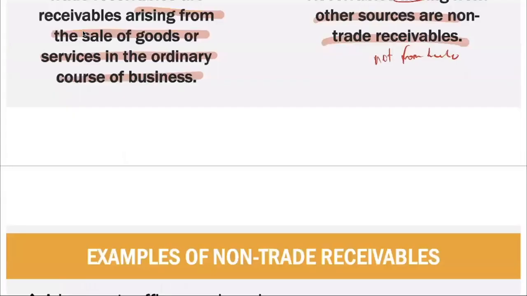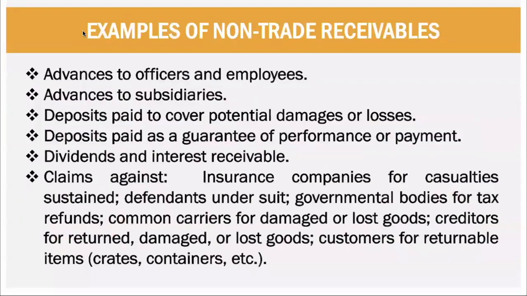So what are some examples of non-trade? So advances to officers and employees. Why? You have a receivable here to your officers and employees. Officers and employees is not from sale of goods or services, therefore non-trade. Next, advances to subsidiaries. You already know what is a subsidiary based on your consolidation. We have discussed in your conceptual framework. When you have advances to subsidiaries, meaning this is not again a sale of goods or services. So you have a receivable but not due to sale of goods or services, therefore non-trade.